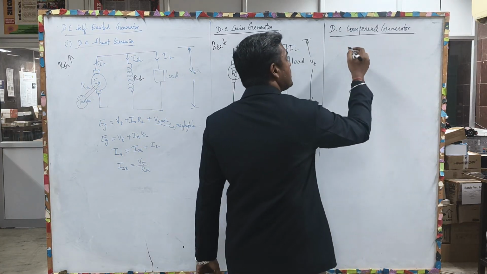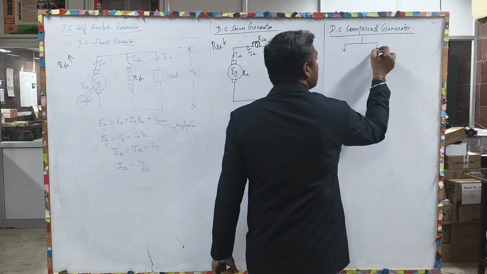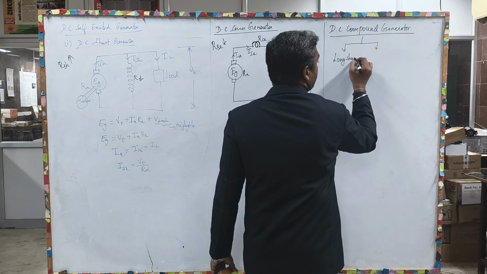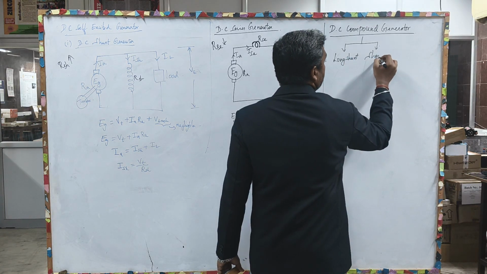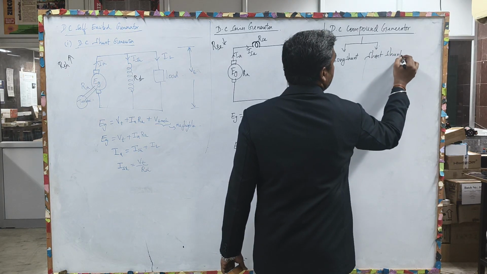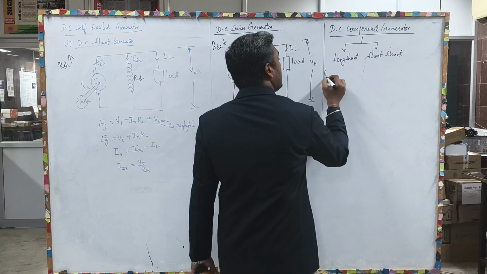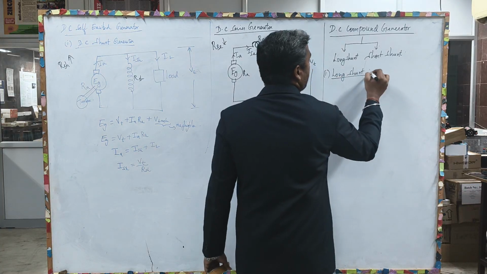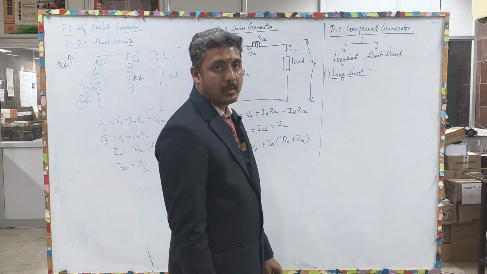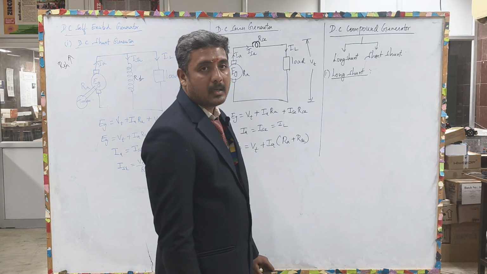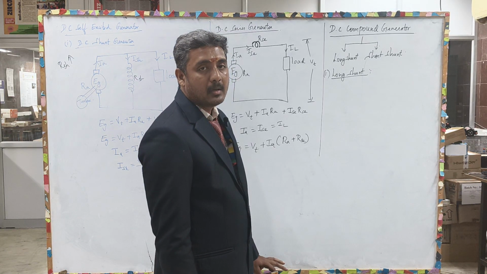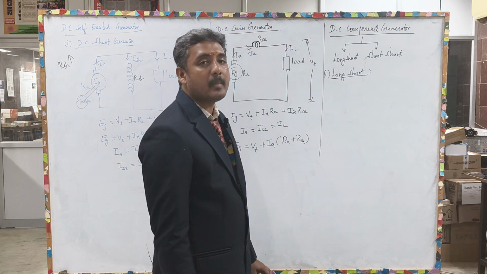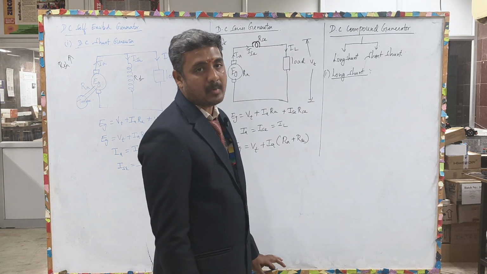Okay. In a DC compound generator, based on the construction, you will be having long shunt and short shunt. First, long shunt. Long shunt generator. Okay. Shunt is nothing but you are going to have the shunt field winding connected between the series combination of series field winding and armature.